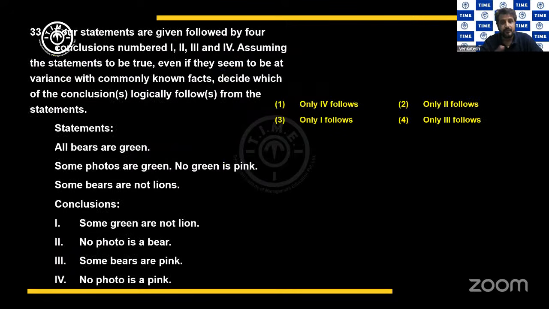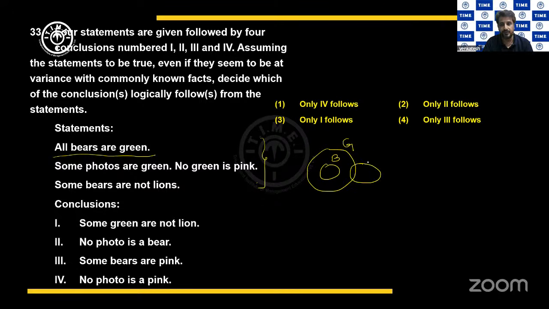4 statements are given followed by 4 conclusions numbered 1, 2, 3 and 4. Assuming the statements to be true, even if they seem to be at variance with the commonly known facts, decide which of the conclusions logically follows from the statements. Okay, let's see. All beers are green. B inside, green outside. Some photos are green. No green is a pink.